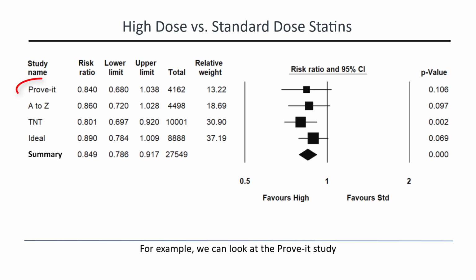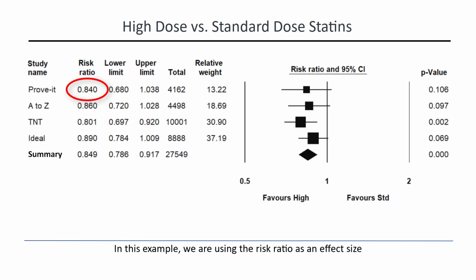For example, we can look at the PROVE-IT study. The risk ratio in this study is 0.84. This means that patients assigned to the high dose were only 84% as likely to suffer a cardiovascular event as compared to those on the standard dose. The risk ratio is what we call an effect size. An effect size is simply the index that we use to quantify the impact of the intervention.